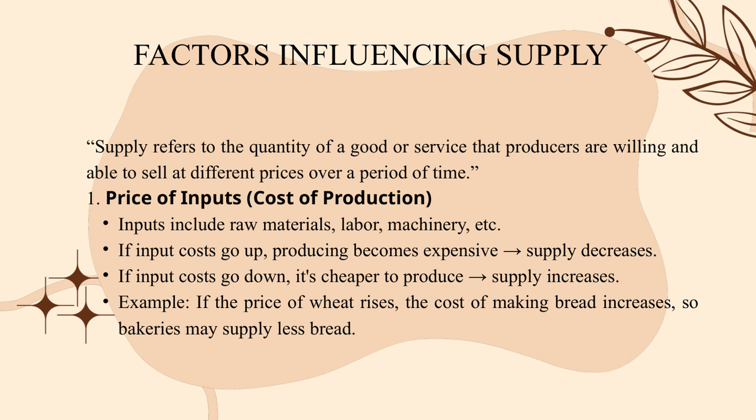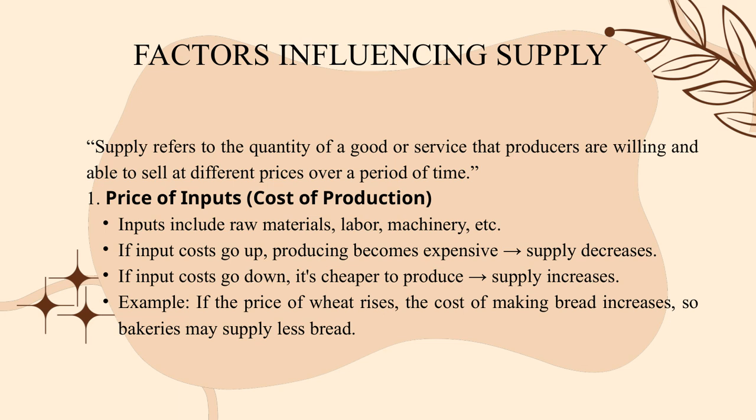If the costs of these inputs go up, producing becomes more expensive for the producer. As a result, the supply tends to decrease because it's less profitable or less feasible to produce at the same levels. Conversely, if input costs decrease, it becomes cheaper to produce, and supply generally increases.